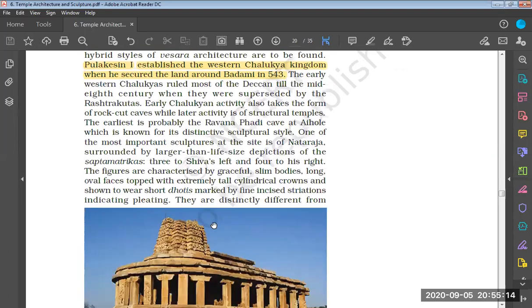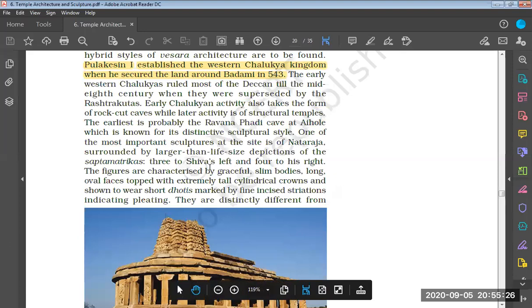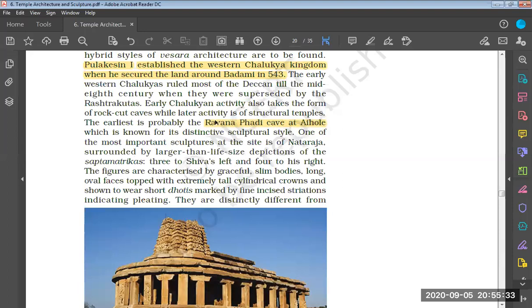Early Chalukyan activity also takes the form of rock-cut caves, while later activity is of structural temples. The earliest is probably the Ravanaphadi cave at Aihole, which is known for its distinctive sculpture style.